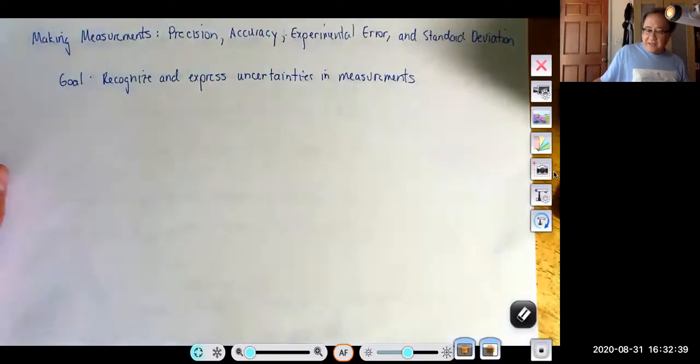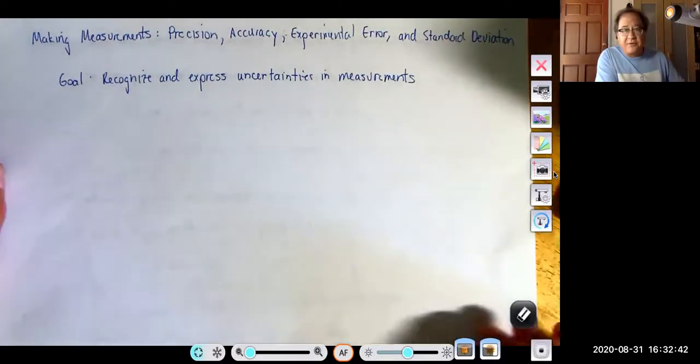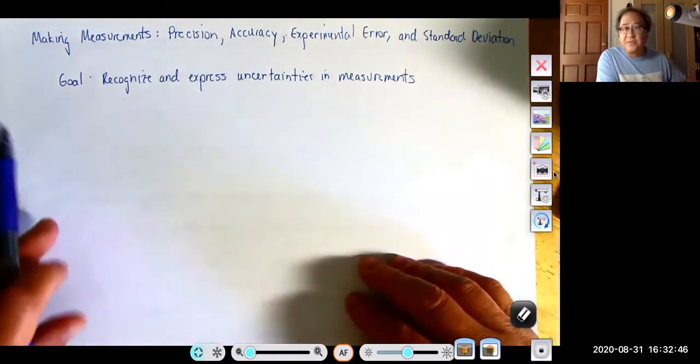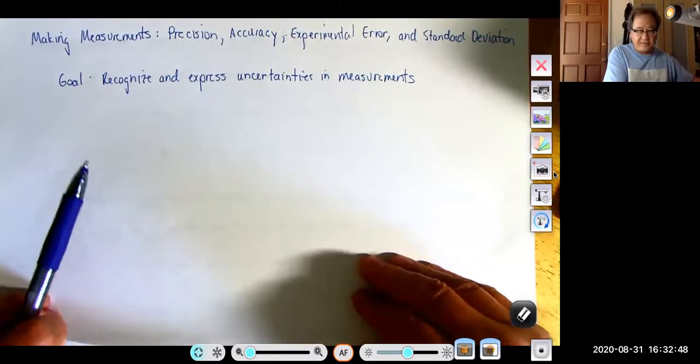All right, next we have making measurements: precision, accuracy, experimental error, standard deviation. The goal is to recognize and express uncertainties in measurements.